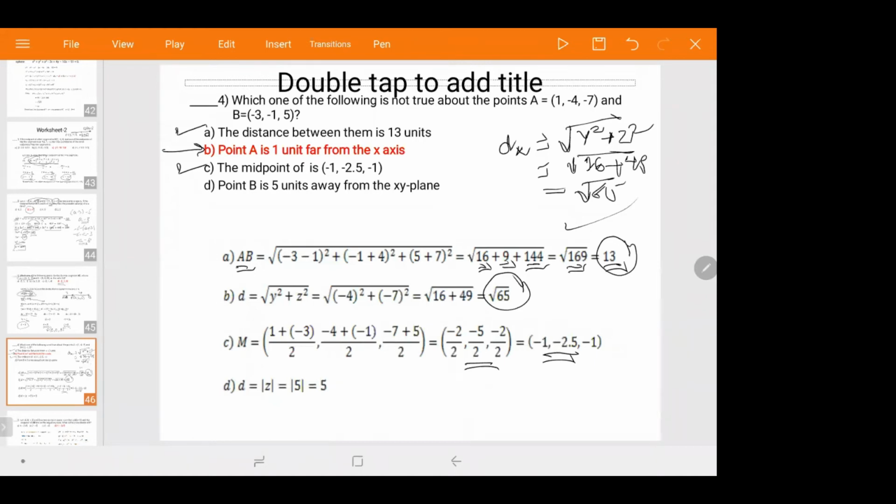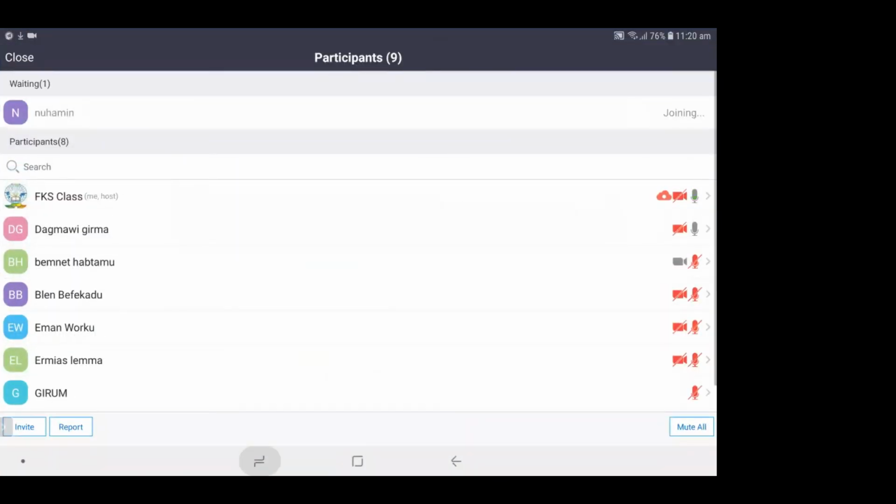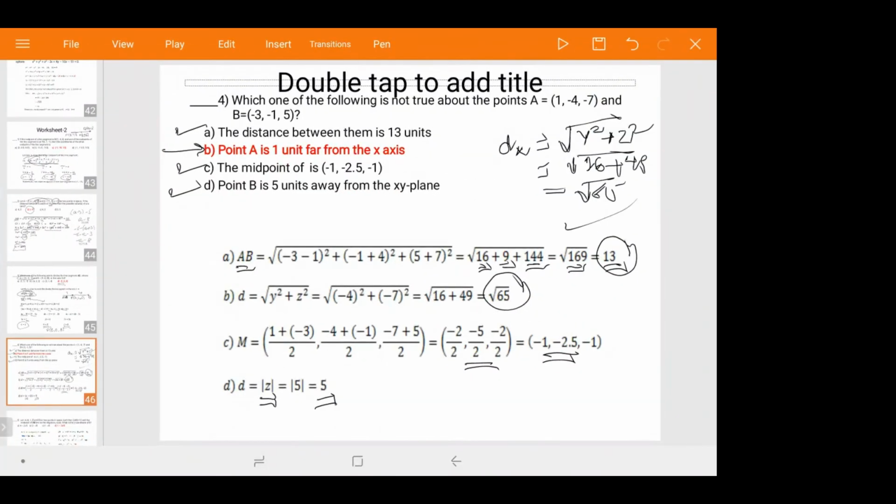And D says point B is 5 units away from the XY plane. The distance of the point B from the XY plane is nothing but the absolute value of its Z component. What is the Z component of B? It is 5. The absolute value of 5 is 5. Therefore, D is also correct. Therefore, the only choice that is not correct is B.